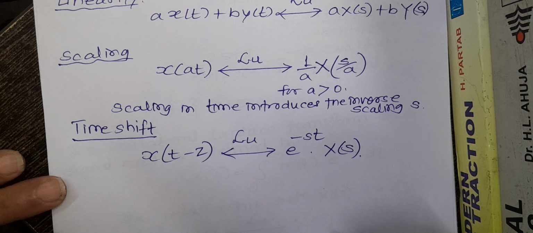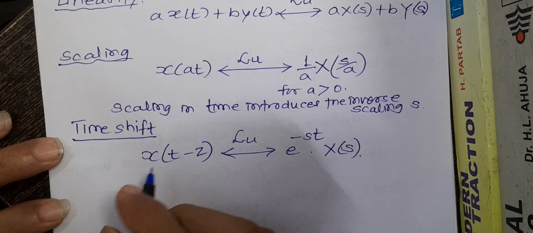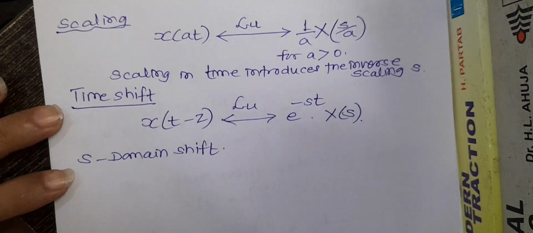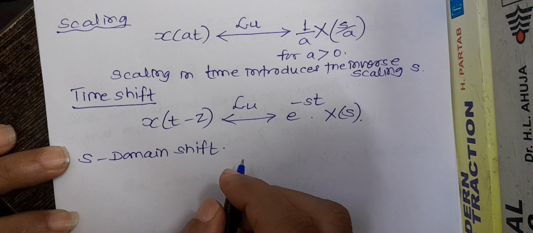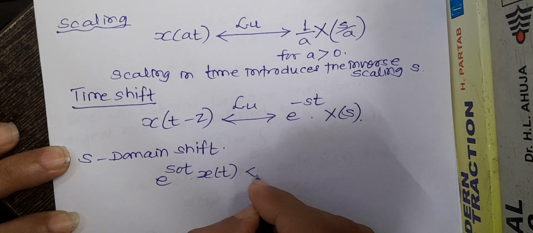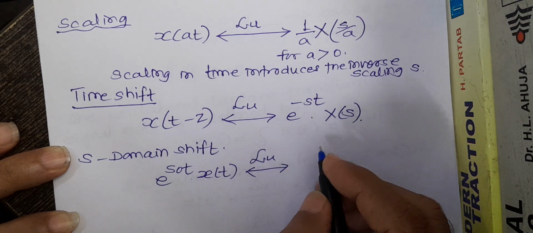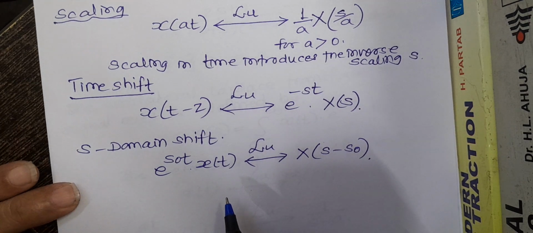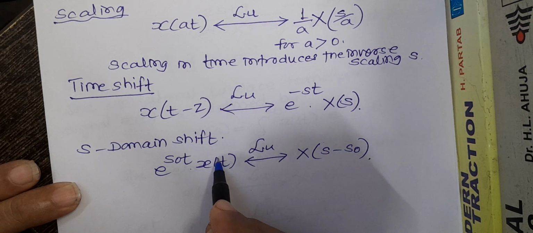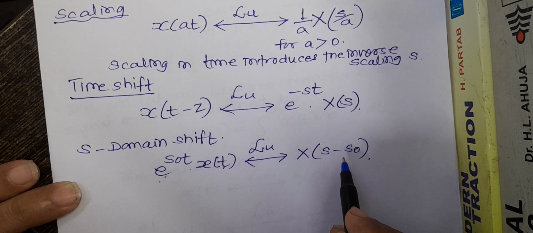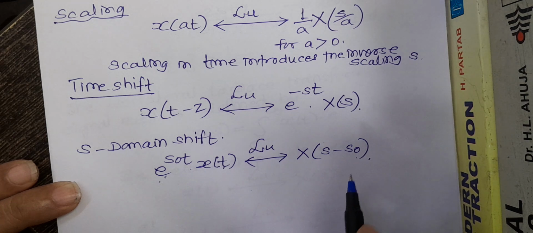Next property is the s domain shift. So e raised to power s naught t into x of t, its unilateral Laplace transform is given x of s minus s naught. So this is a s domain shift. So multiplication by the complex exponential. So this is the continuous time signal. If you multiply this continuous time signal by the complex exponential in time, this will introduce a shift in the complex frequency s into the Laplace transform.